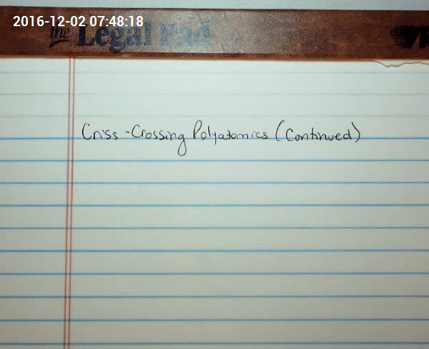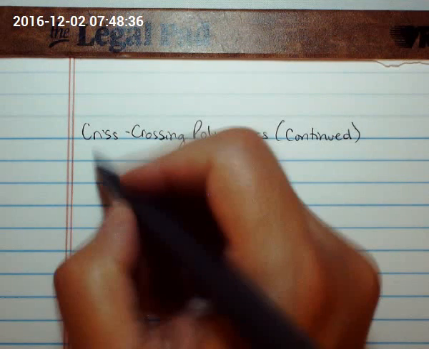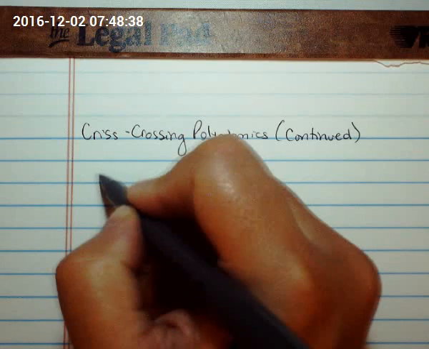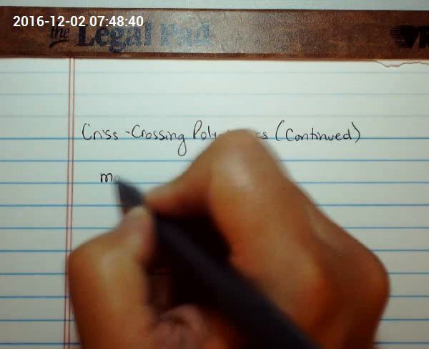All right, so crisscrossing polyatomics continued. We started doing a little bit of this the other day. I think I gave you a couple of examples, but I don't know that it was as exhaustive as it could have been. For instance, I think we did the formula that forms between magnesium and nitrate.